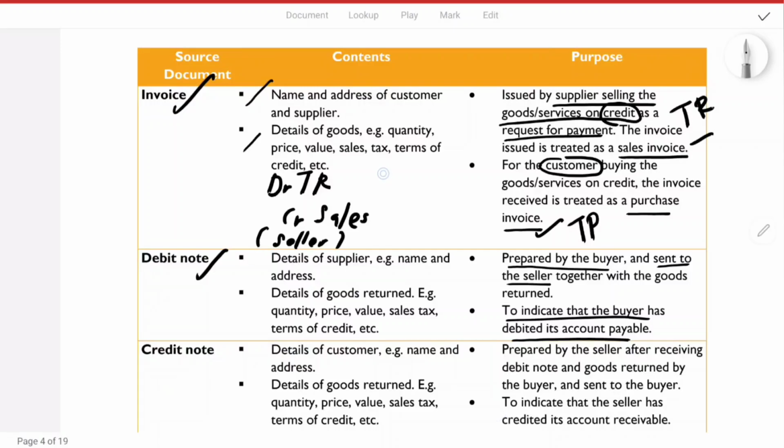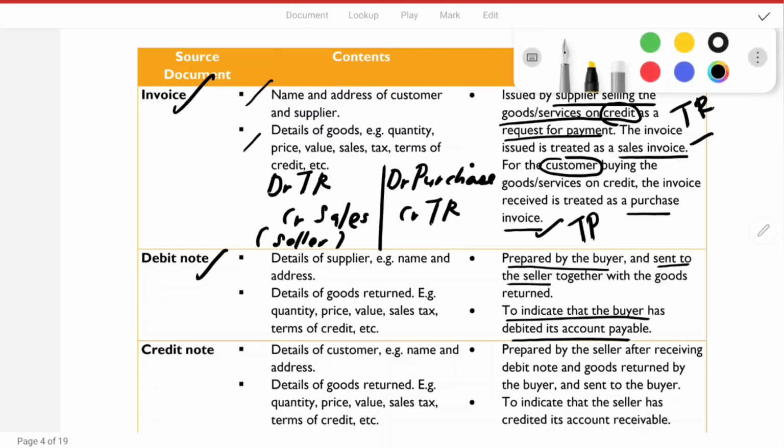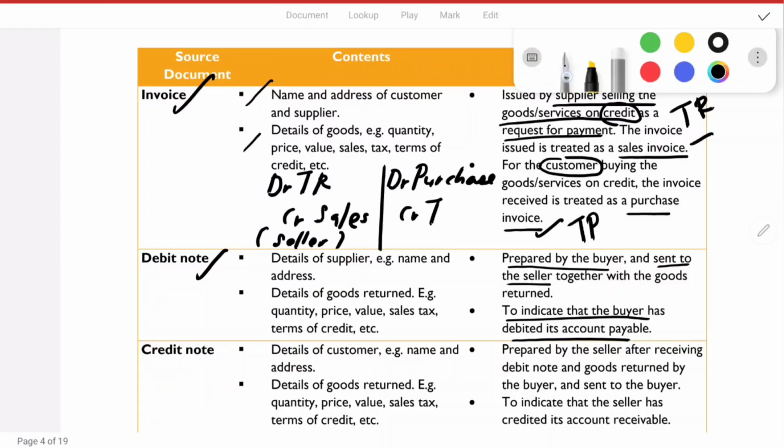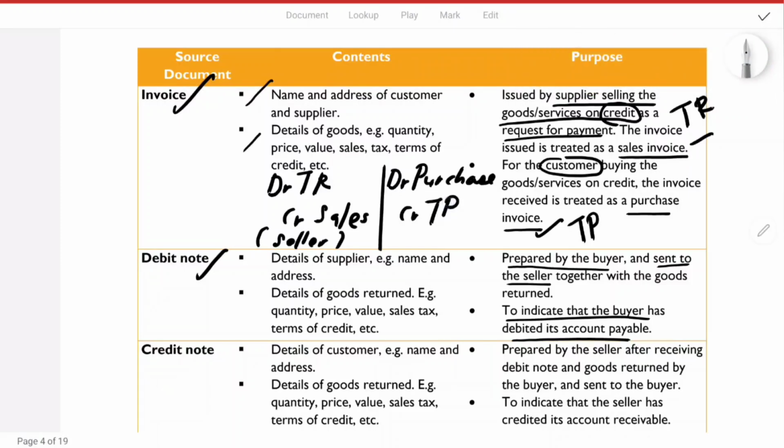What happens in the buyer's account? In the buyer's account, the buyer is going to debit purchase, because purchase is an expense account, and then credit trade payable, because the goods are purchased on credit. Sorry, trade payable. So this is the buyer.